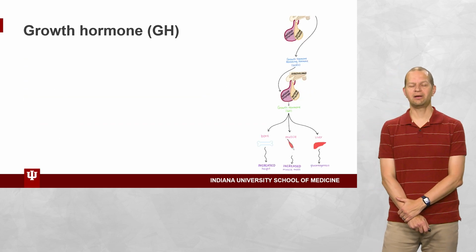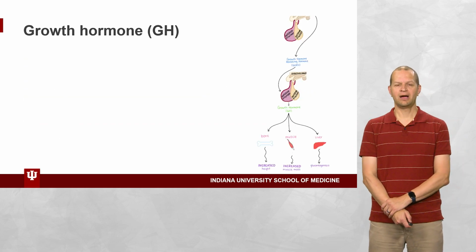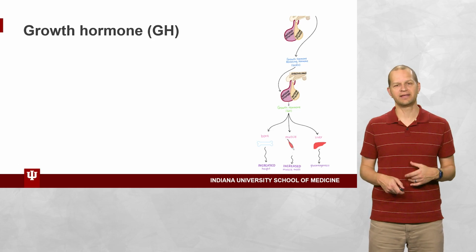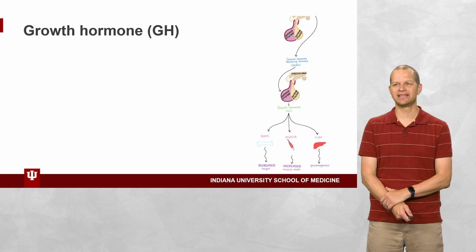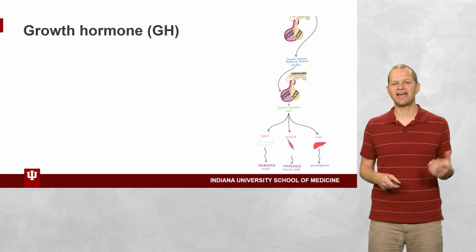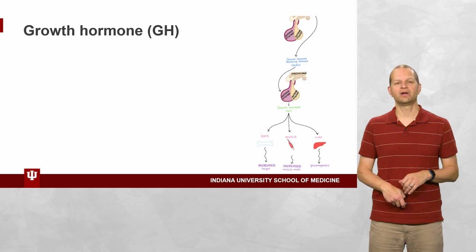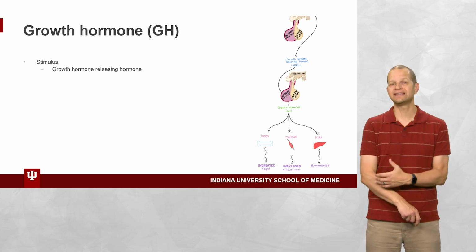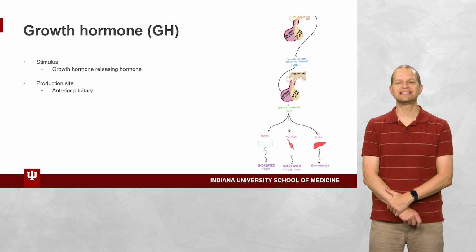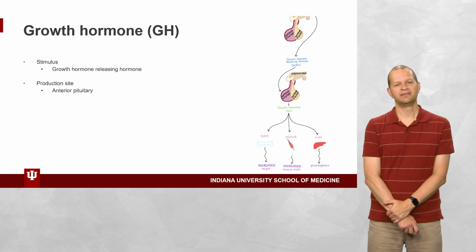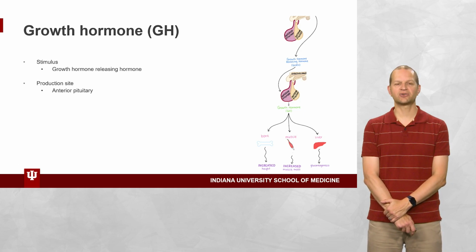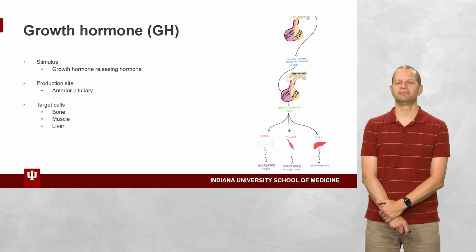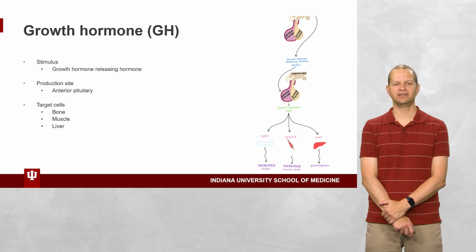So let's start with growth hormone. Now, I want you to know that for each of these hormones, I've got a little drawing here that my illustrator did, and it should be able to convey the four things that I want you to know. So with growth hormone, the stimulus is when growth hormone releasing hormone activates the anterior pituitary. This causes the anterior pituitary to release growth hormone, and growth hormone pretty much targets everywhere, but specifically the bone, the muscle, and the liver.